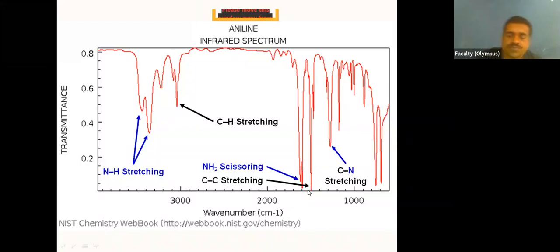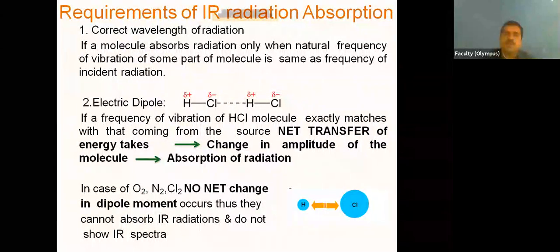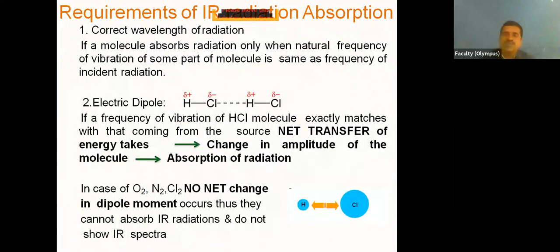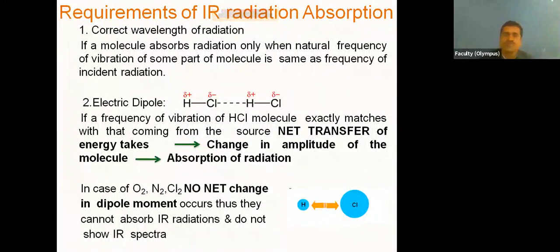Now we will see what are the requirements to absorb infrared radiation. First, the correct wavelength of radiation. The molecule is vibrating. In infrared spectroscopy, there is a change in the vibrational energy levels of a molecule. That means there are vibrational excitations.